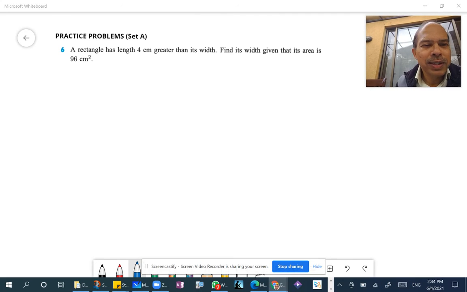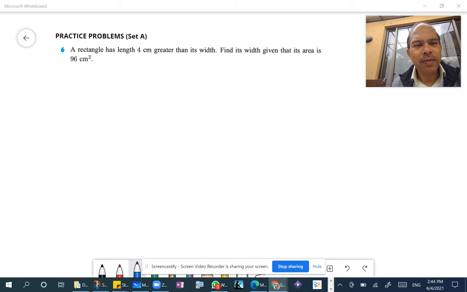Let's look at this problem based on quadratic equations. A rectangle has length 4 centimeters greater than its width. Find its width given that its area is 96 centimeters squared. So this is a word problem. We need to convert it into an equation and solve it.